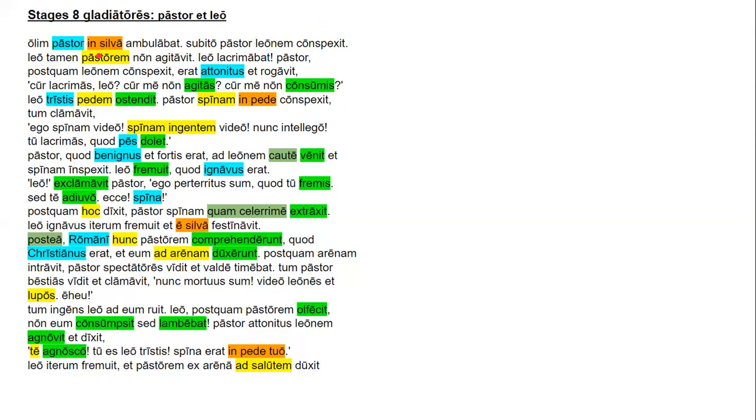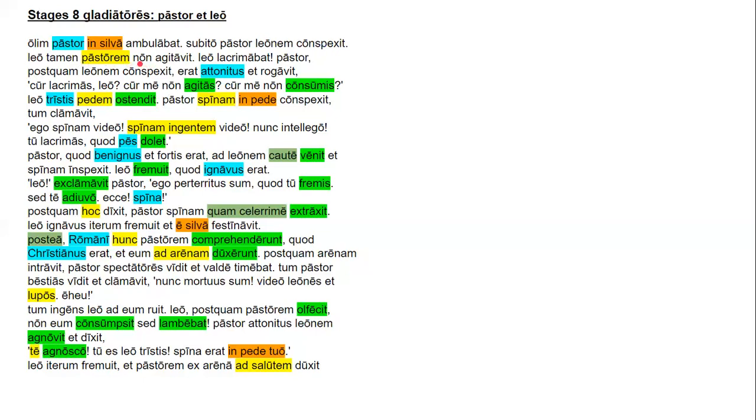Leo tamen pastorem non agitavit. All right, so Leo, this is the nominative form of lion, so it's a third declension still. And he's therefore the subject of the verb. Leo, the lion, is the thing doing the action. Tamen is another adverb, and it means however. And then pastorem, we can tell that pastor, again third declension with that em ending, is going to be the accusative form. So it's going to be the direct object of our verb.